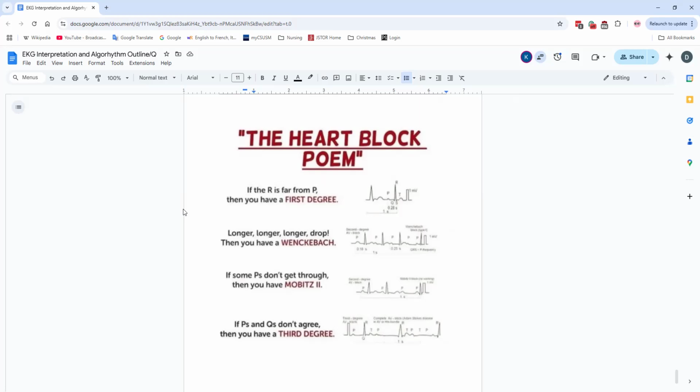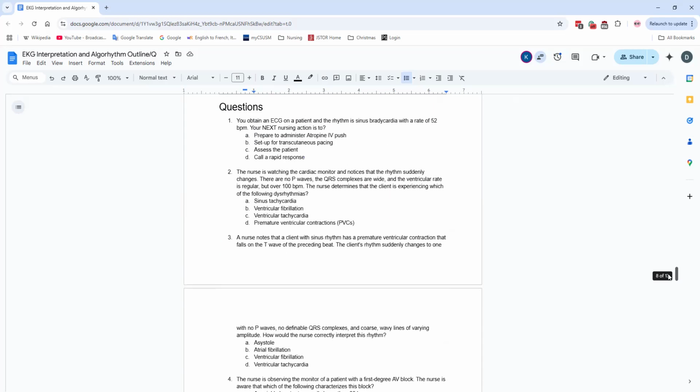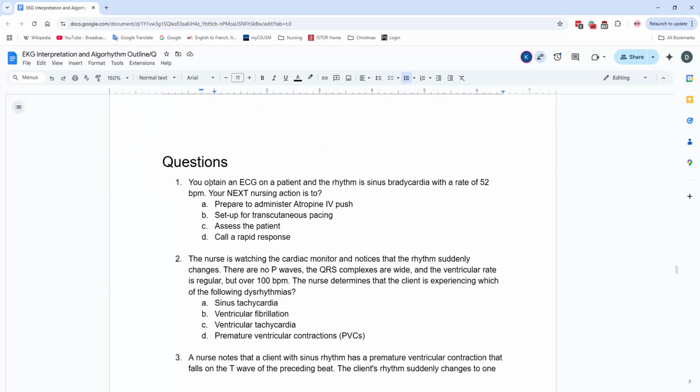At this point, now we could go back to the questions. I think I have 10 or 11 for you guys. Not too many today. Oh, it's tiny, I can't see it. Okay, there it is. So number one, you obtain an ECG or EKG, either or, on a patient and the rhythm is sinus brady with a rate of 52. Your next nursing action is to do what?